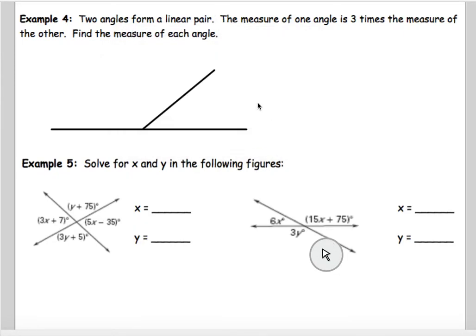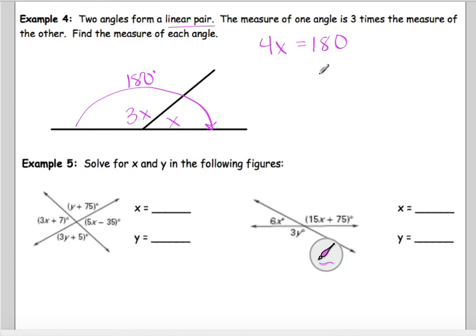So the one on the left is bigger, so I'm going to say that it's 3 times the other. I don't know what that other one is, so I'm going to call it x. So we've got x and we've got 3x. And together, they should total 180 degrees because they said they're a linear pair. So they're making a line together. So we need to add them together. 3x and x is 4x. 4x is 180. Dividing by 4, x is 45.